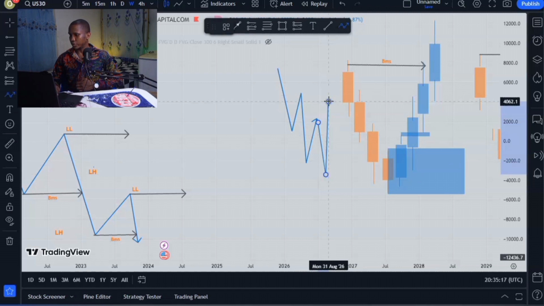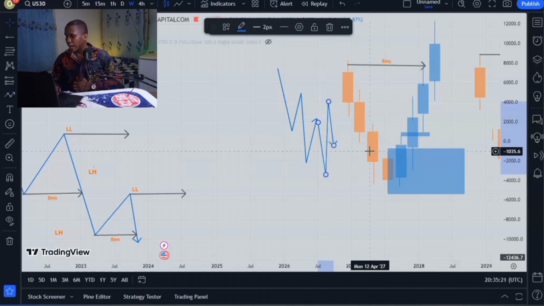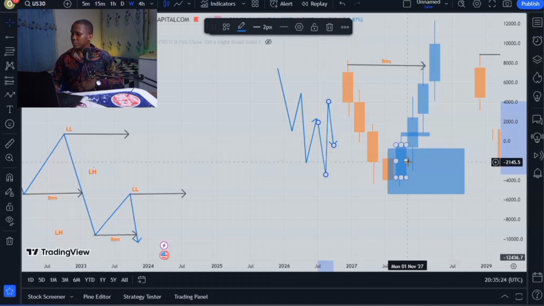Impulsive move correction. So this gap here means that there were so many orders right here to move the market so much that the market forgot to actually come back here to fill orders, which the market will tend to come back for.